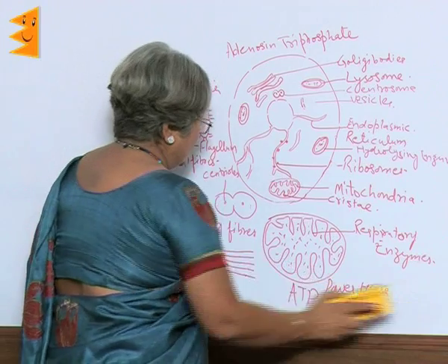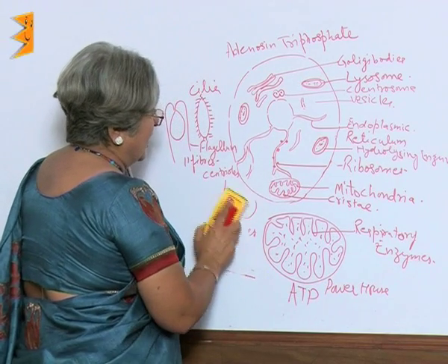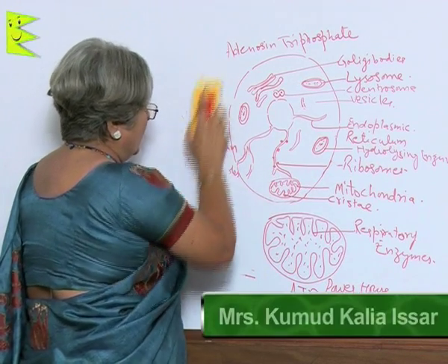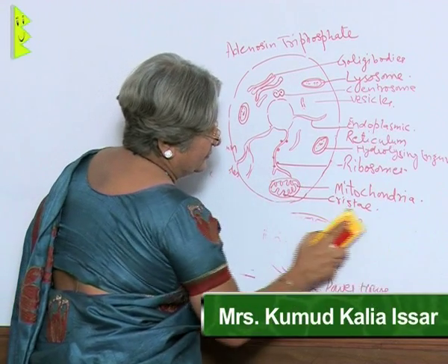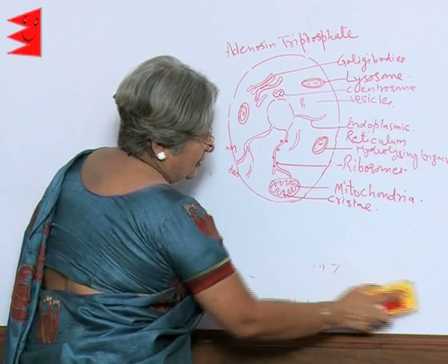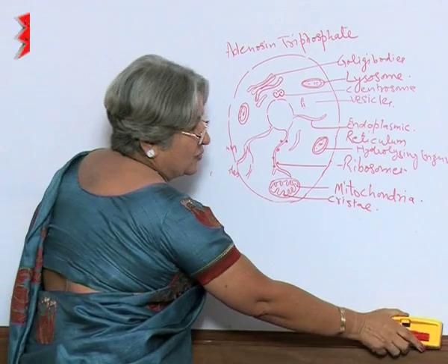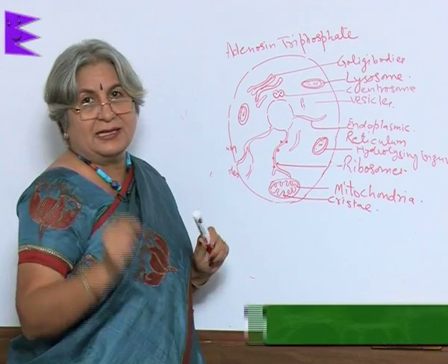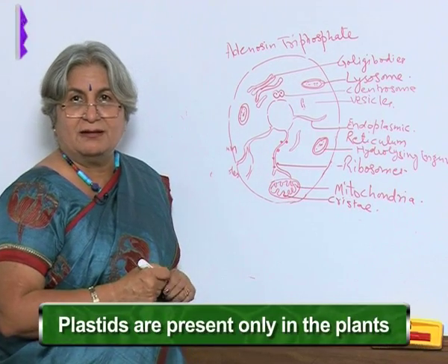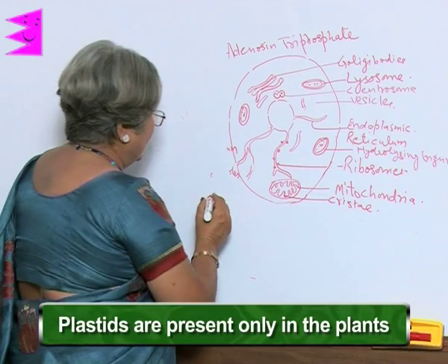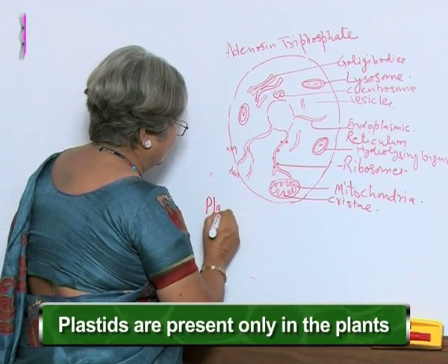Now, after this we come to a special cell organelle which is present only in the plants. Just like the centrosome was only in the animal cells, in the plant cell also there is a special cell organelle, and that is called plastid.